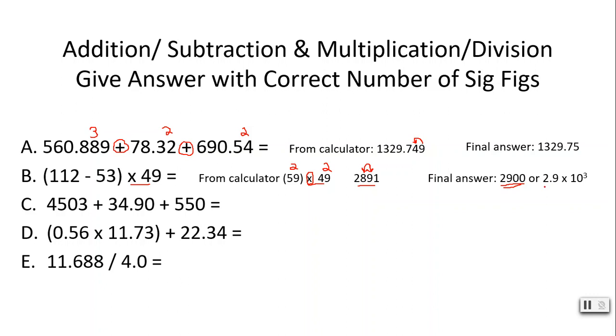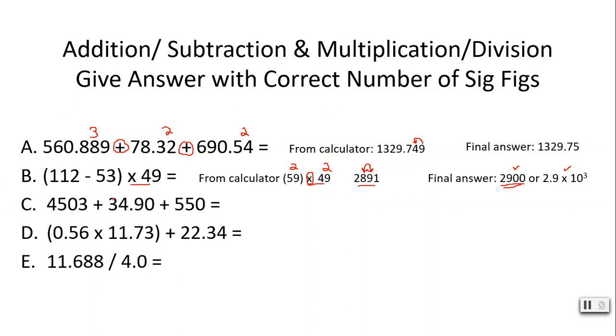Or I would also accept 2.9 times 10 to the 3. Both of these numbers are exactly the same number and they both have 2 significant figures. I just took this answer and put it in scientific notation by moving that decimal point over 3. So the answer for B is 2,900 or 2.9 times 10 to the 3.